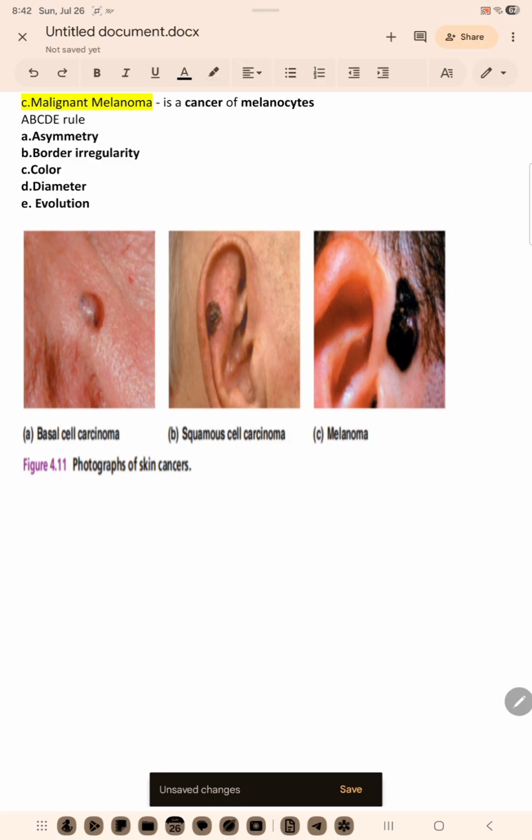So we have basal cell carcinoma, squamous cell carcinoma, and melanoma. And that's all.